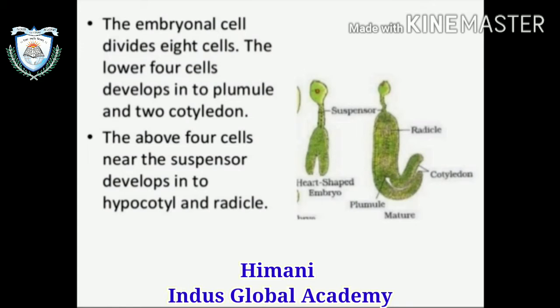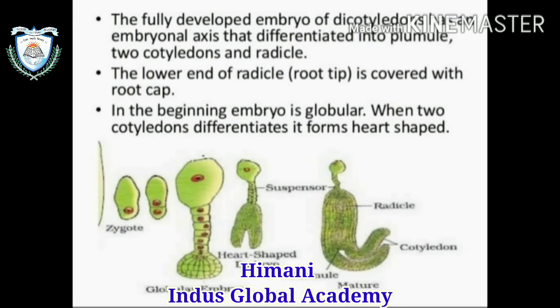Then the embryonal cell divides into 8 cells. The lower 4 cells develop into the plumule, which is the future shoot, and 2 cotyledons. The upper 4 cells, which are near the suspensor cell at the micropylar end, develop into the hypocotyl and radicle, which is the future root. The fully developed embryo of the dicotyledons has an embryonal axis that is differentiated into plumule, hypocotyl and radicle.